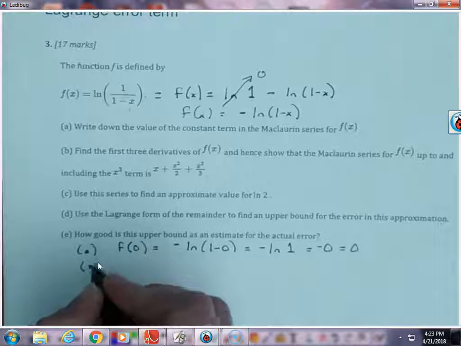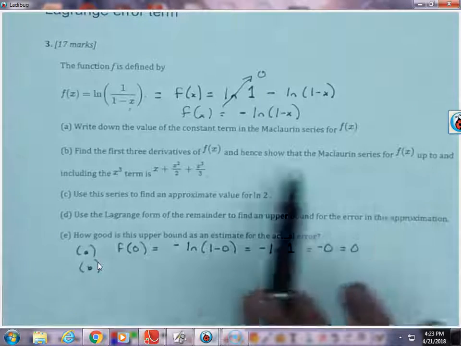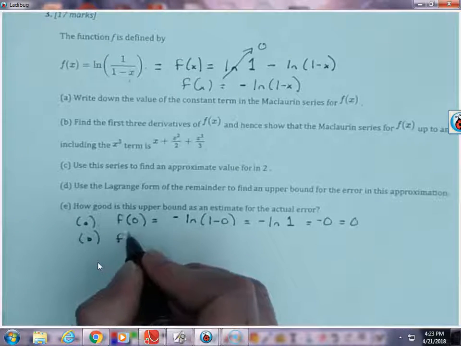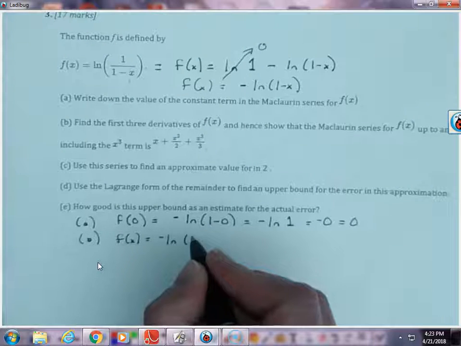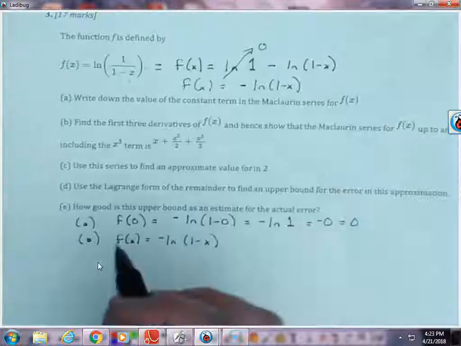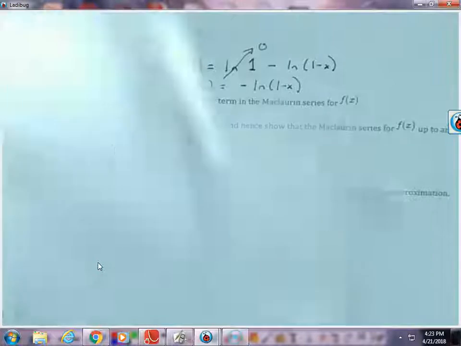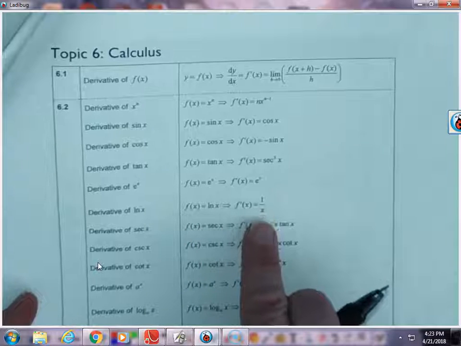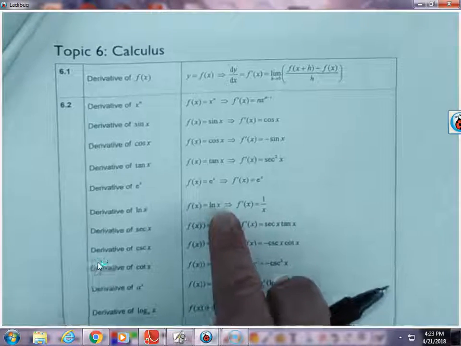The second part says, find the first 3 derivatives of the function and hence show that the Maclaurin series for f of x is this. Okay, so they're telling you the answer. So just start taking derivatives, and that's where, like I said, the fact that I've already simplified is going to help me out. Okay, because when you take the derivative, I'm going to turn to the formula sheet and remind you, when you take the natural log of x and then you take its derivative, it's just 1 over whatever you're taking the natural log of, and then chain rule would say times the derivative of what you're taking the log of.